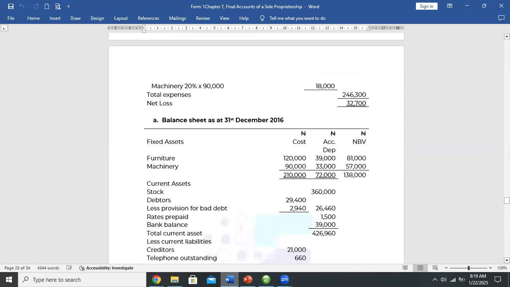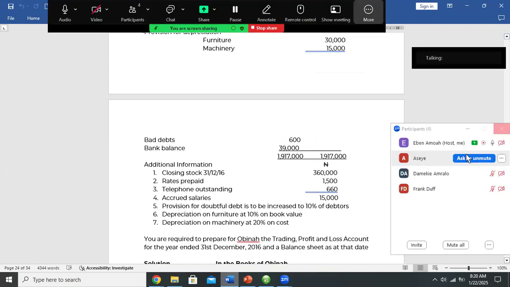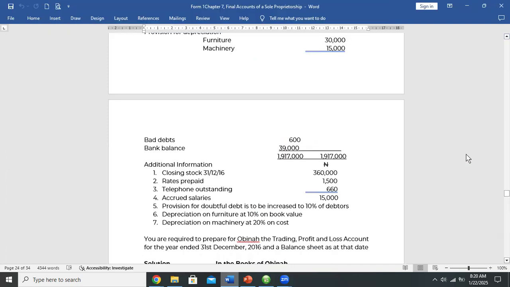Okay, so let's look at this question and find out. Okay, so this was the question. Now, most of these adjustments appear in the previous slide again. Yes, I'll get back to that. Hold on. So if you look at the question here, most of the adjustments are given in the additional information.